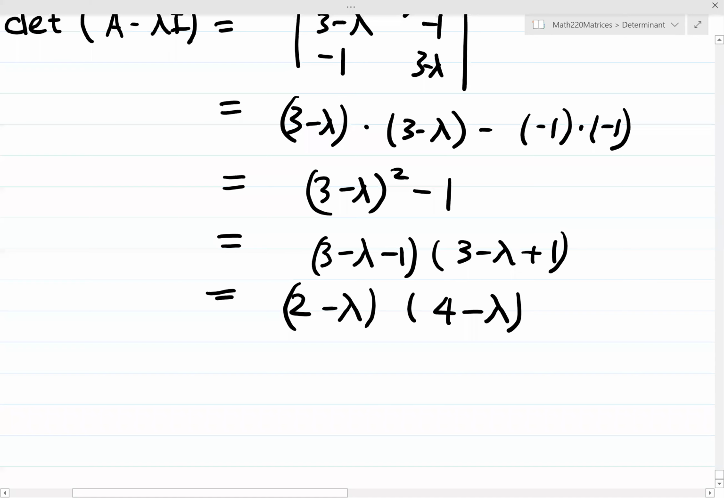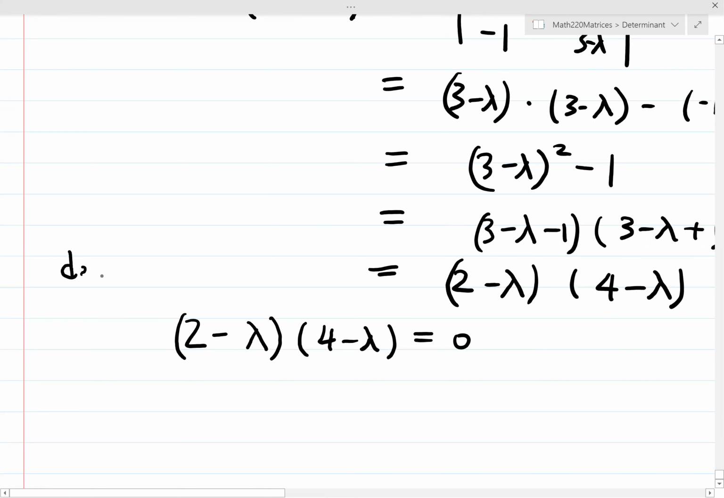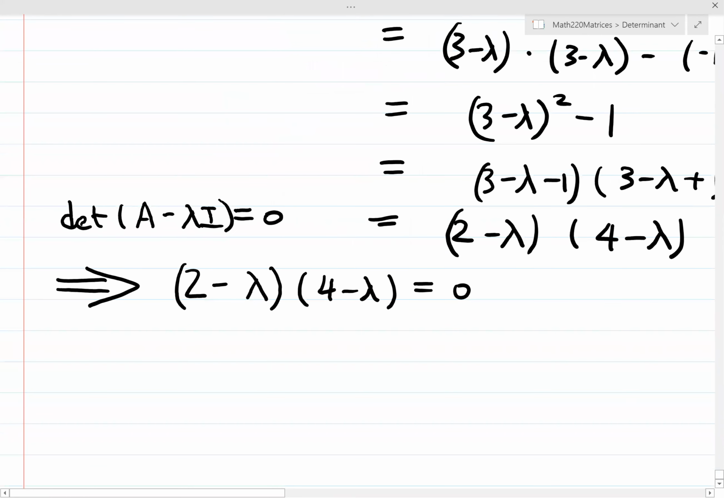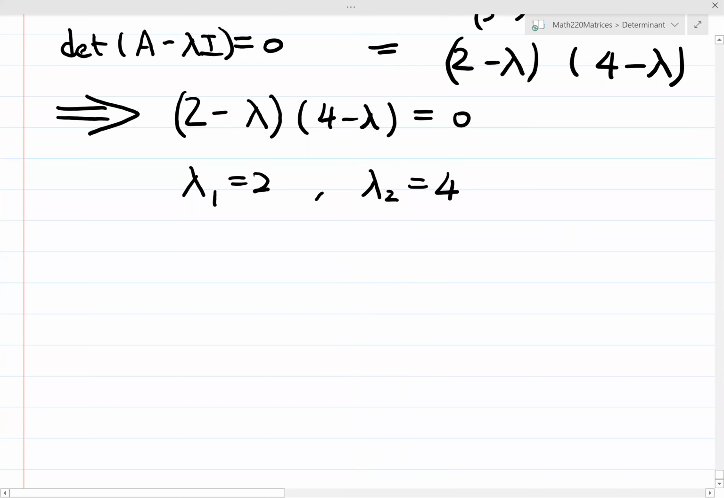To find the eigenvalues, we let this determinant, the determinant of A minus lambda I, be 0. Then we get this equation, and we solve this quadratic equation. Then we get two solutions: lambda 1 is 2, lambda 2 is 4. Two eigenvalues.